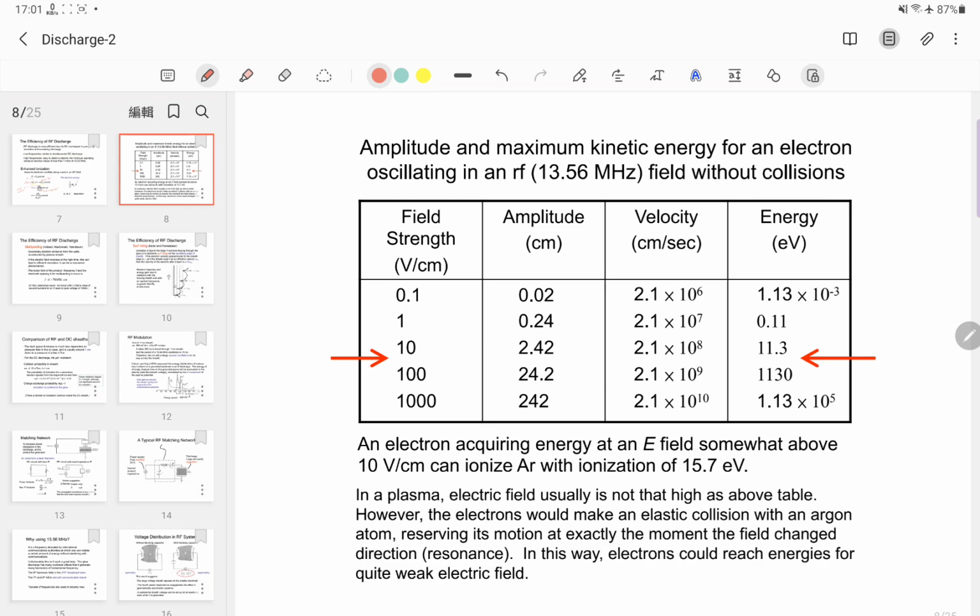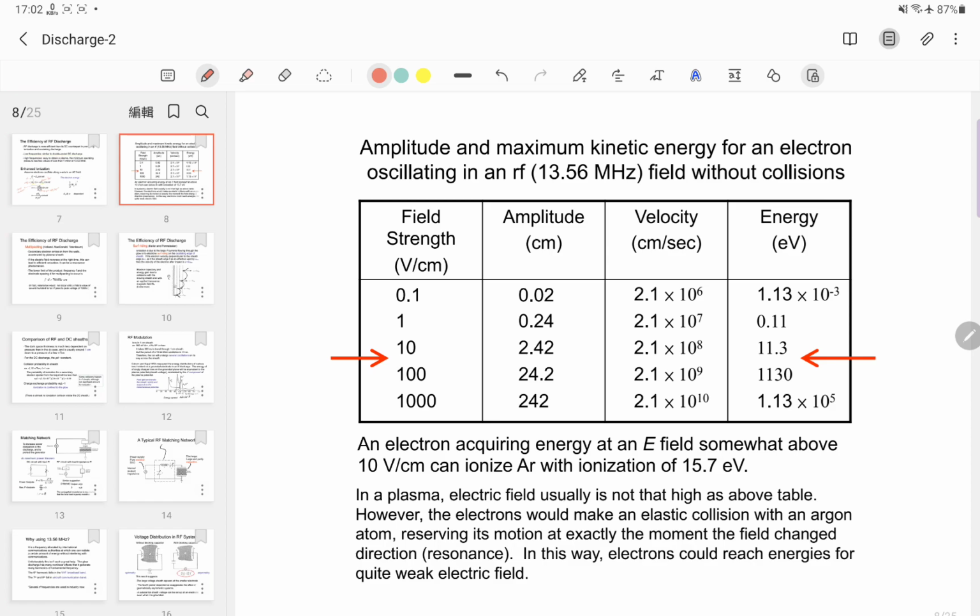And from the previous lecture notes, we know that for argon plasma, the ionization energy of the atom is around 15.7 electron volt, and the excitation energy for the atom is around 11.5 eV. So for this condition, if the electron energy is 11.3 eV, it's close to the excitation energy of the atom gas.